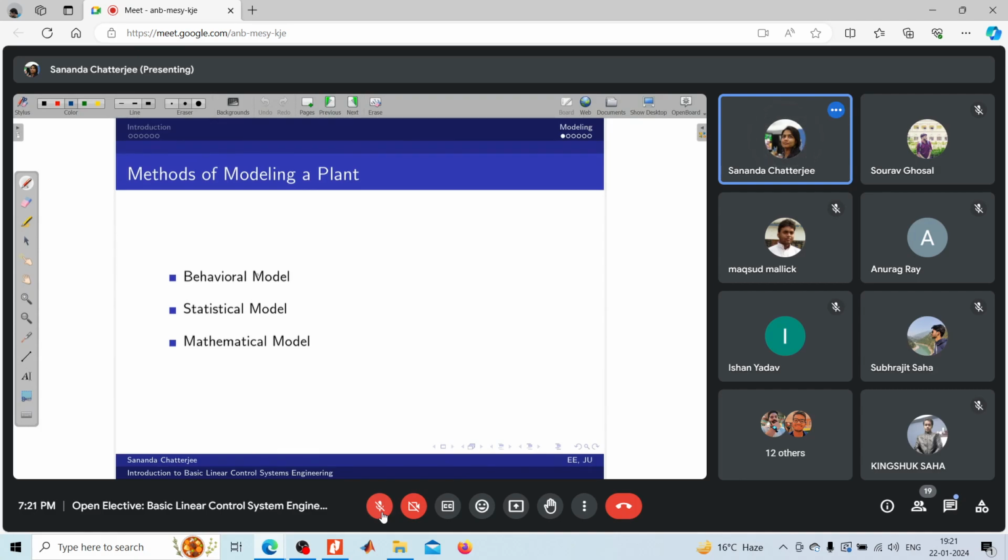Now the third category is mathematical modeling of a system. That means we will try to describe the input to output relation of the plant in terms of some mathematical equations. Okay, and from where do we find these mathematical equations? We will have them from the physical properties or physical laws involved in the system.